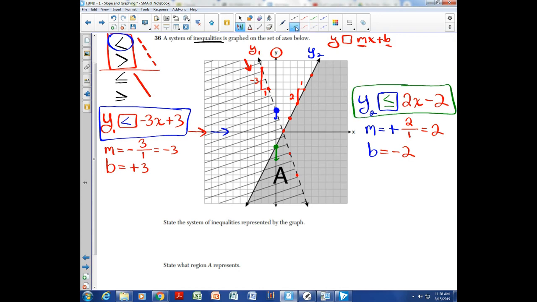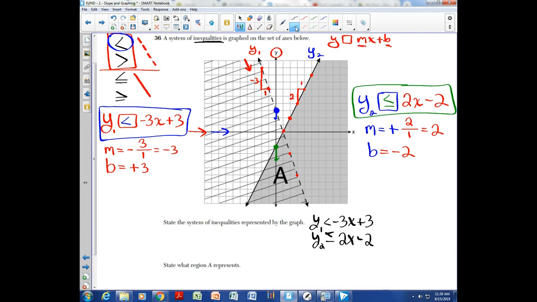So let's write it down here where they're asking. It says, state the system of inequalities represented by the graph. Well, we have y1 is less than negative 3x plus 3, and y2 is less than or equal to 2x minus 2. And there's the first part. Now, as you could see, the next question is saying, state what region A represents.